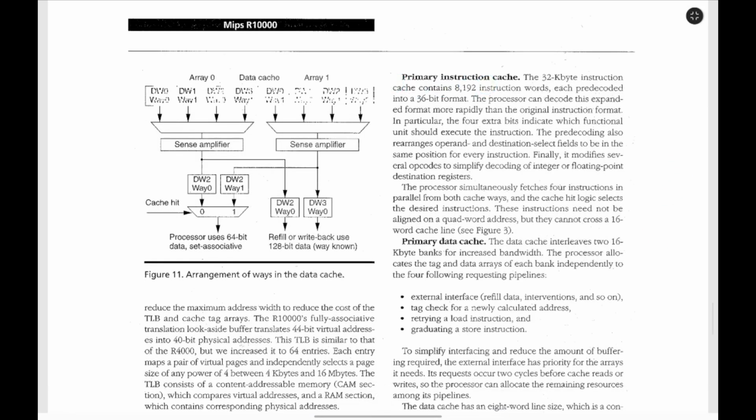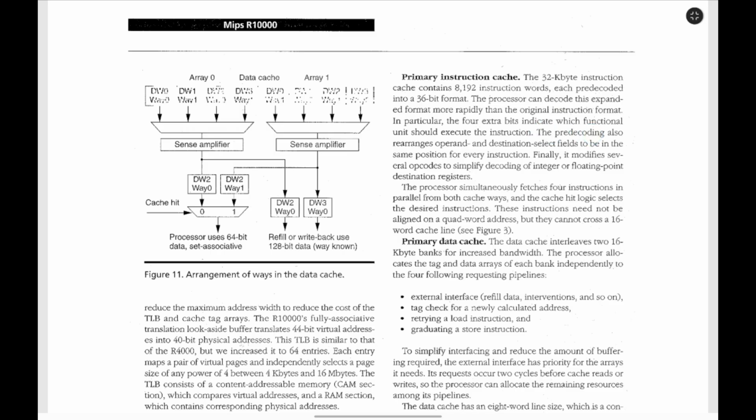Primary instruction cache. The 32 kilobyte instruction cache contains 8,192 instruction words, each pre-encoded into a 36-bit format. The processor can decode this standard format more rapidly than the original instruction format. In particular, 4 extra bits indicate which functional unit should execute the instruction.